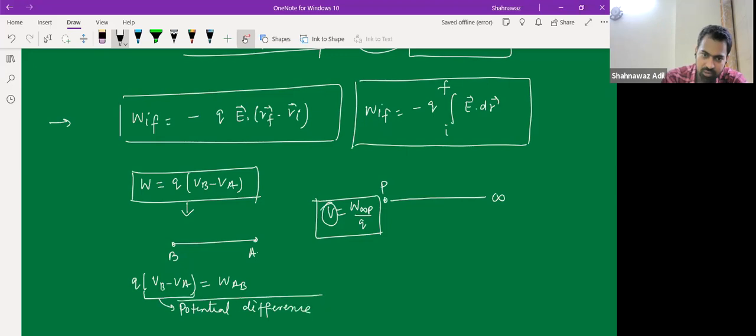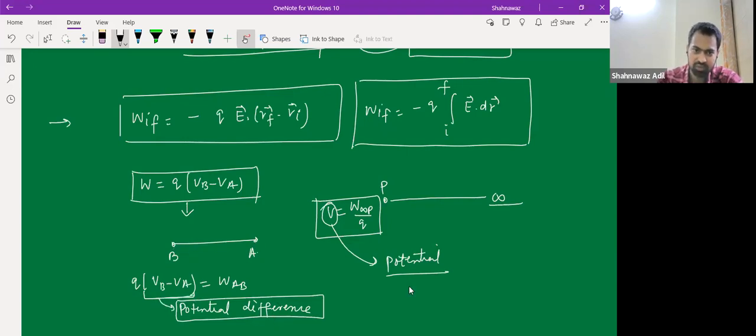This is the potential difference and this is the potential. If we are bringing a charge from infinity to point P, then it is called potential. But if we are bringing a charge from A to B, this will be called potential difference. Right, guys? This is the difference between electric potential and potential difference.